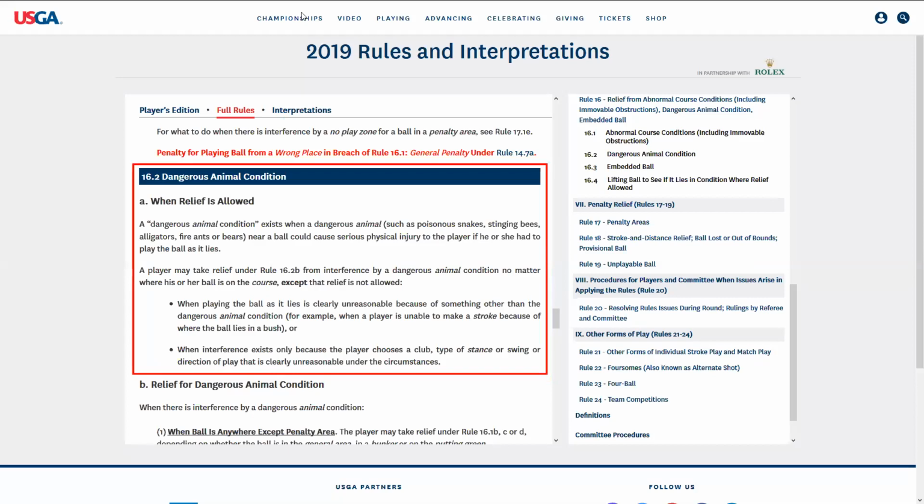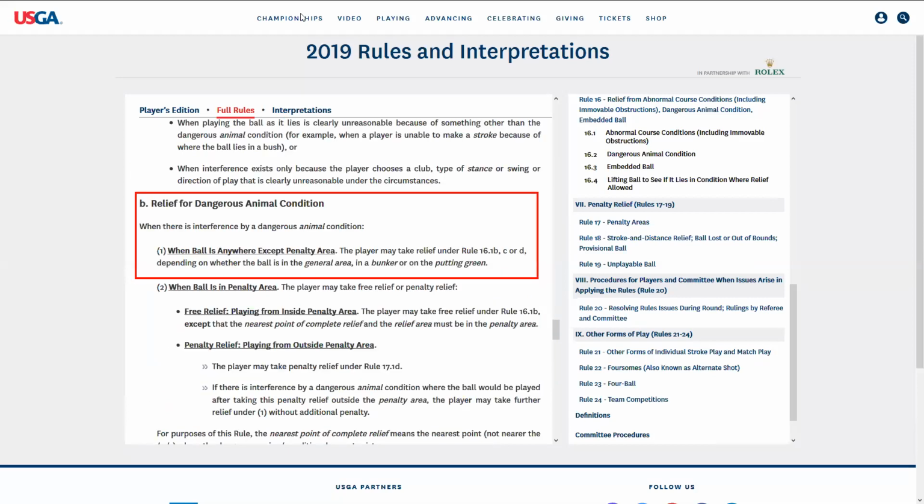A player may take relief under 16.2b from interference by a dangerous animal condition, no matter where his or her ball is on the course. In other words, they're saying that even if the ball's in a penalty area, you're going to get free relief from a dangerous animal condition. That's different than an abnormal course condition, where if your ball is in a penalty area, you do not get relief from an abnormal course condition, such as a drain or something like that. Dangerous animal condition, you're going to get relief anywhere on the course.